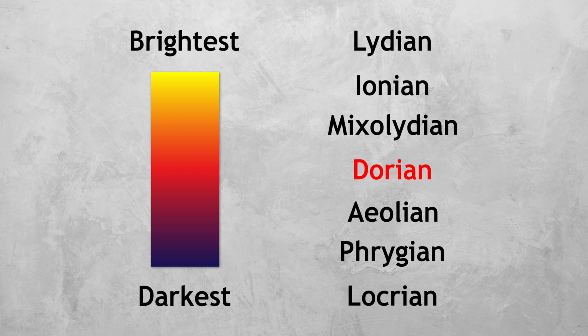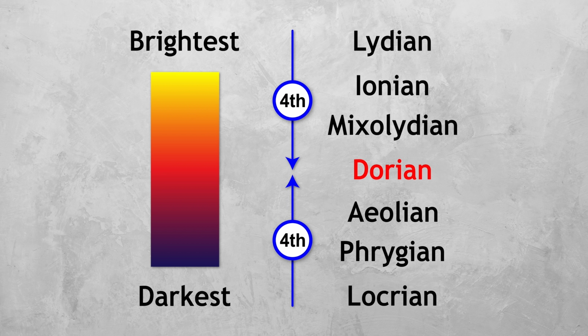Coincidentally, Dorian mode is also in the exact center of the modes of the major scale in terms of brightness. It is both the 4th brightest and the 4th darkest of the 7 modes. The brightness or darkness of a mode is determined by the quality of the intervals that arise above the tonic scale degree of the mode.